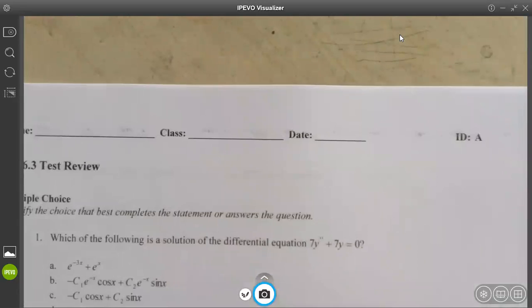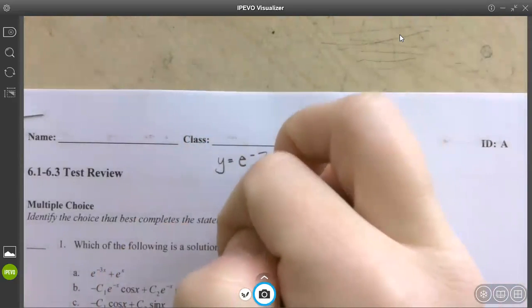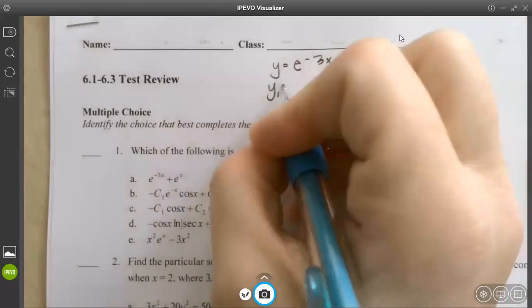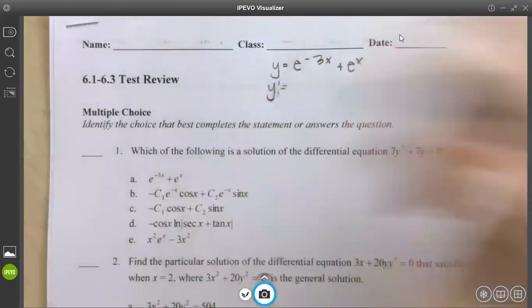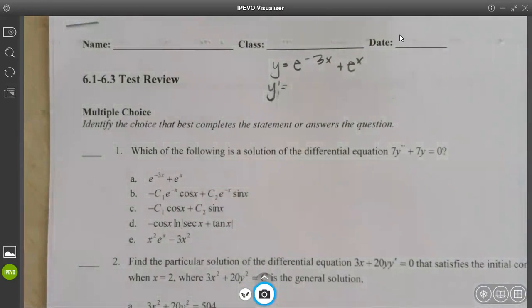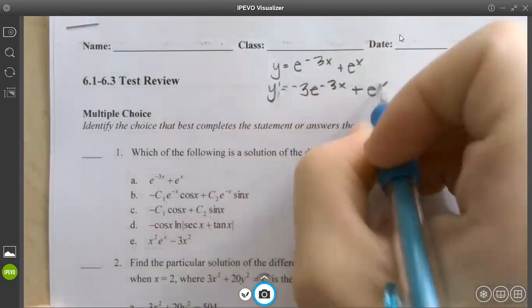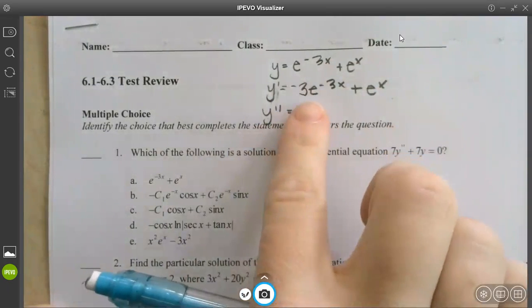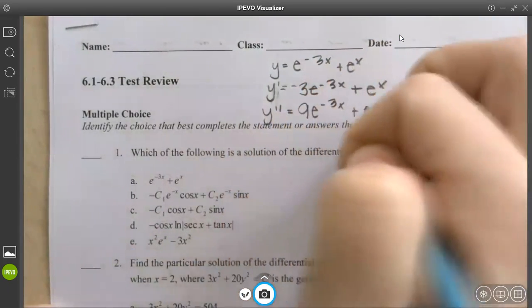So I'm going to start way up here at the top. The equation is y equals negative 3, e to the negative 3x plus e to the x. What is y prime? It should be prime, not 1. So finding the derivative, plus. And then what would your double prime be? What's the derivative of this one? Negative 3e to the negative 3x. Plus still e to the x.